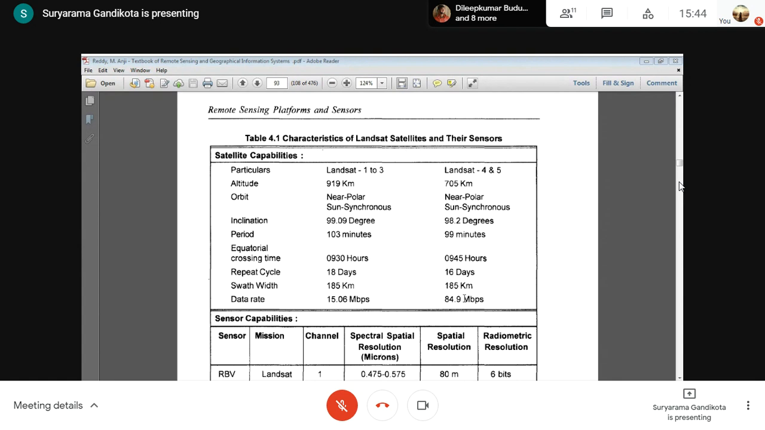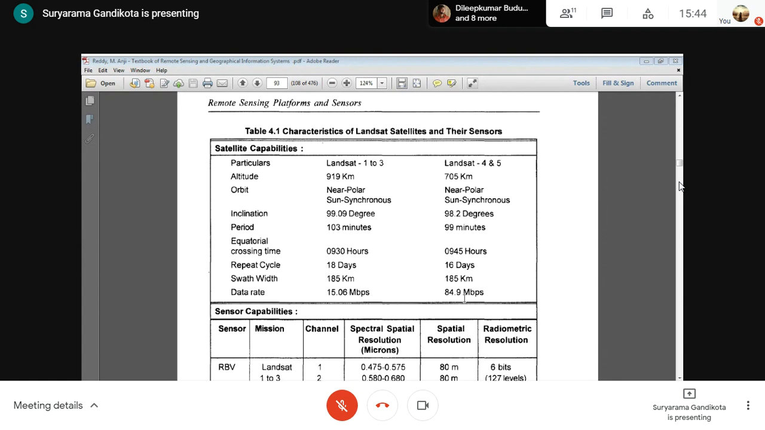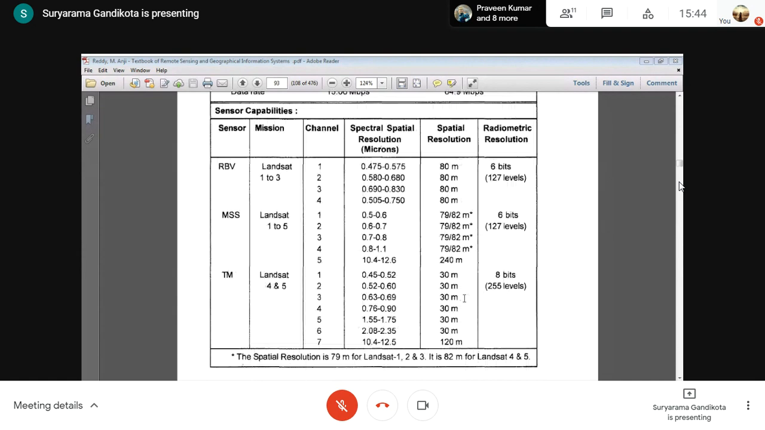Next one is sensor capabilities. First one is the RBV type of sensor. Mission is Landsat 1 to 3. Channels are 1 to 4. Spectral resolution in microns, that is the range of the wavelengths.